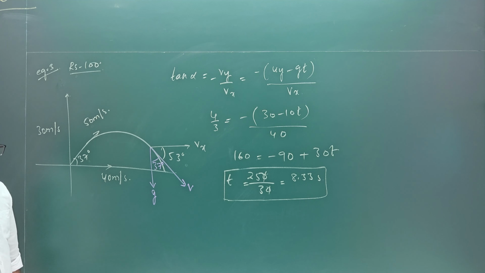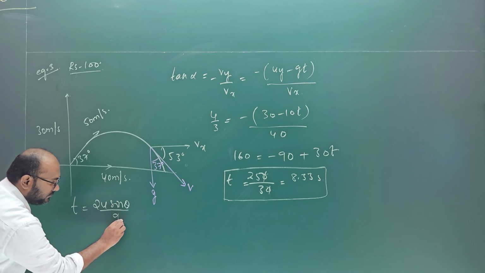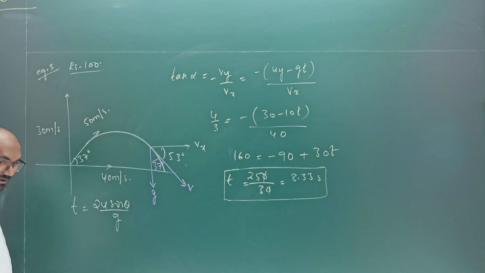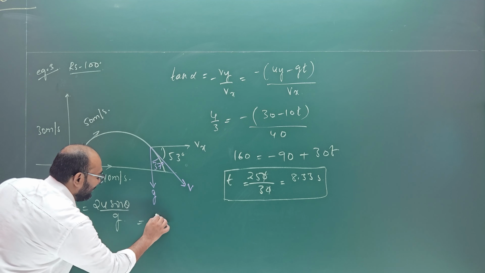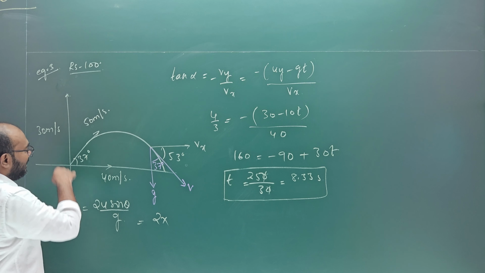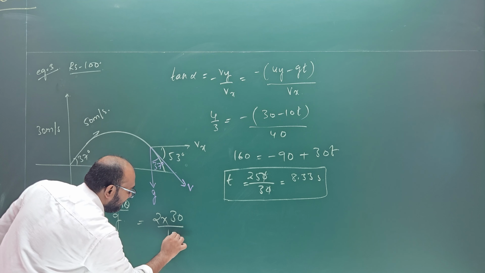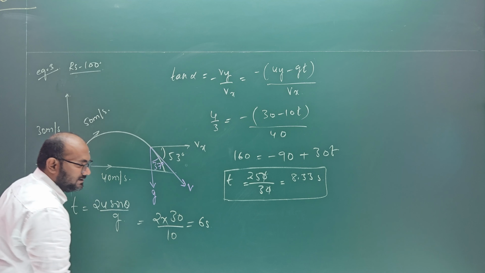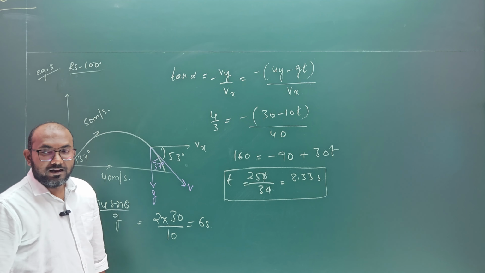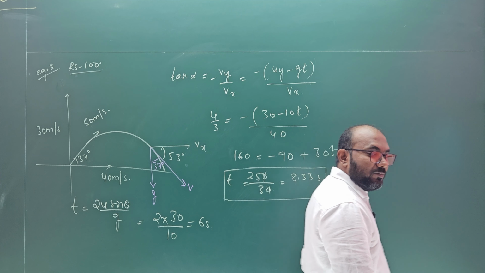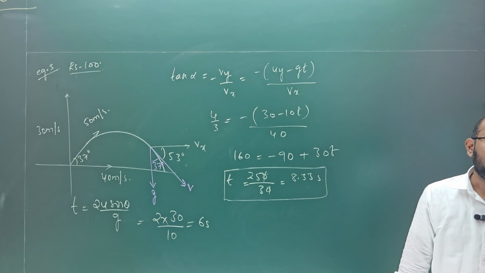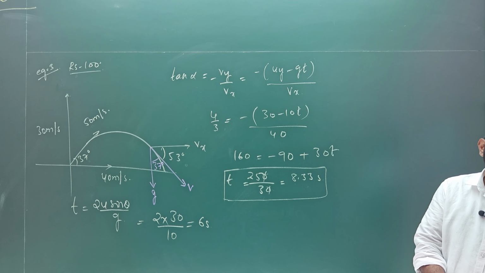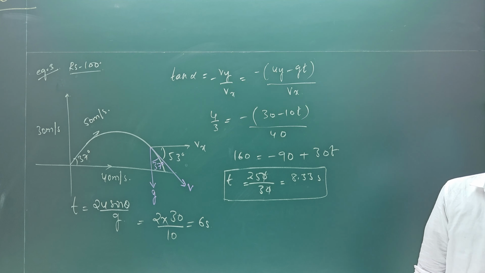Now let us check the time of flight. T is nothing but 2u sin theta upon g, yes or no? So 2 into this value, 30 divided by 10, then can I say 6 seconds. Time of flight is 6 seconds, and where it is making the angle is at 8.33. Yes or no? Yes, I am explaining because I have something to make you understand.